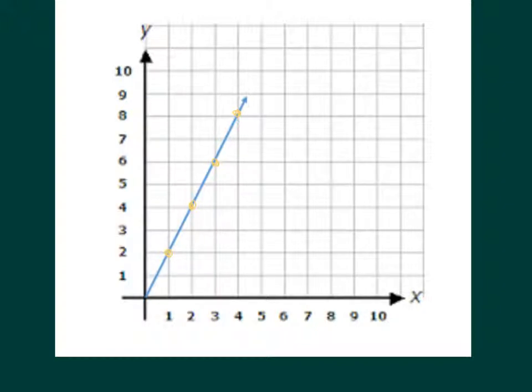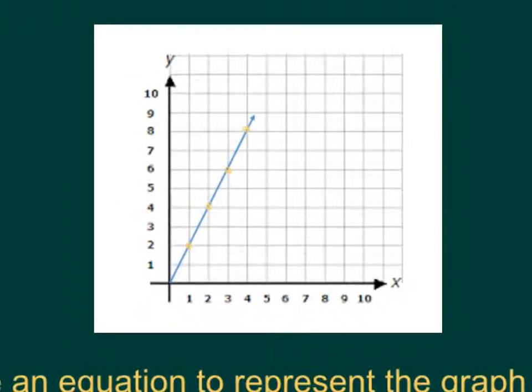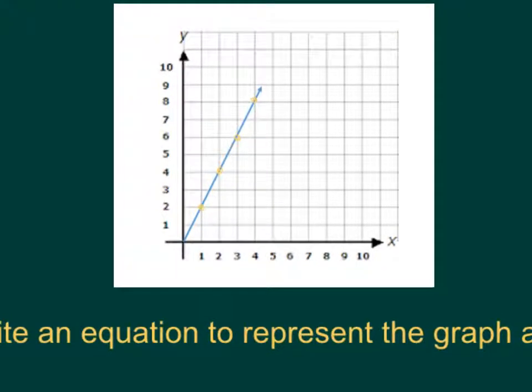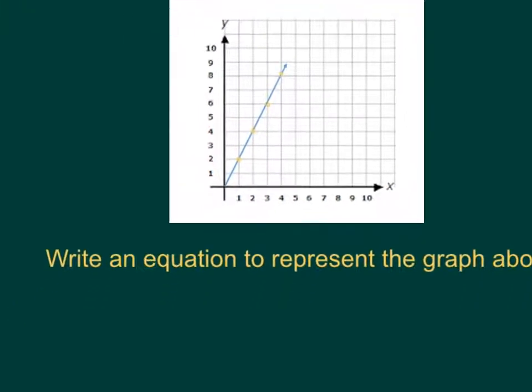And when I'm trying to write an equation, I'm trying to find the constant of proportionality, which determines at what rate my graph is increasing. So I want to know, what is my constant of proportionality? Now there's two ways to figure it out. First way is constant of proportionality is the rate that it's increasing by.